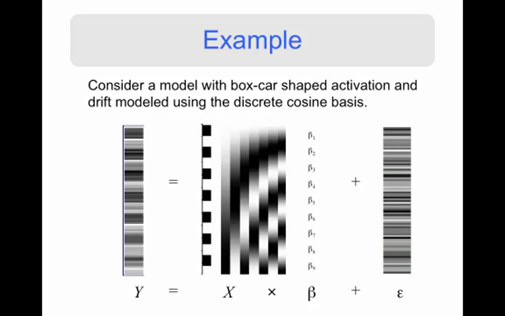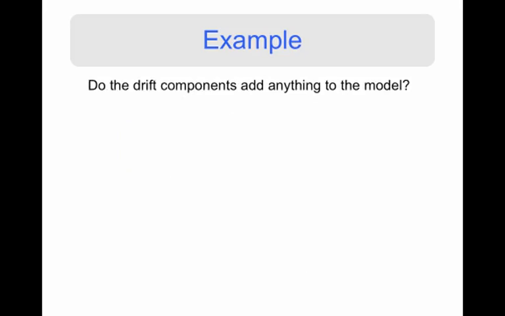So as an example, let's consider a model with a boxcar-shaped activation and drift model using a discrete cosine basis. So here the design matrix has 9 columns. The first column corresponds to the boxcar, the second column corresponds to a baseline, and columns 3 through 9 correspond to the discrete cosine basis set. Now suppose we want to ask the following question: do the drift components add anything to the model? Because if we had our druthers, we would just use 7 parameters to estimate the drift. If there is no drift, we would rather not use up those degrees of freedom. So it might be natural to test whether or not the drift components add anything significant to the model.